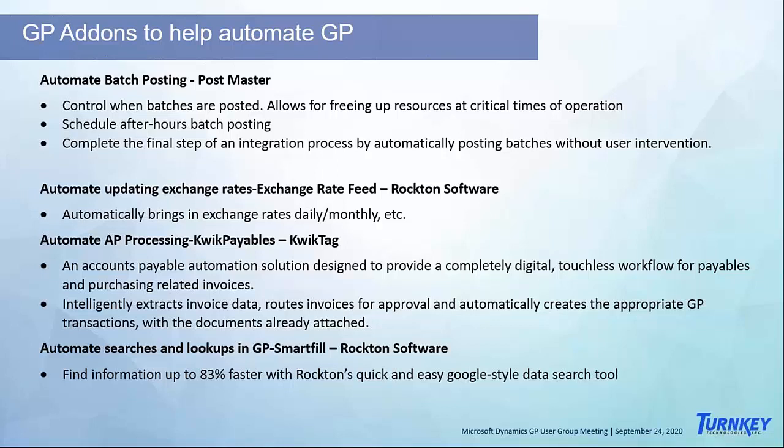The next thing I want to talk about is for those folks that have to manually update exchange rates in GP. There's a tool that Rockton Software has that actually updates the exchange rates automatically for you. So you set a task up, and the task runs. You choose which bank you want to pull the rates from, and it will automatically pull the rate, populate that rate in the exchange tables in GP, and you're done. Again, scheduling it overnight, so you walk in the next morning and the rate's in there ready to go. You don't have to do anything with it.